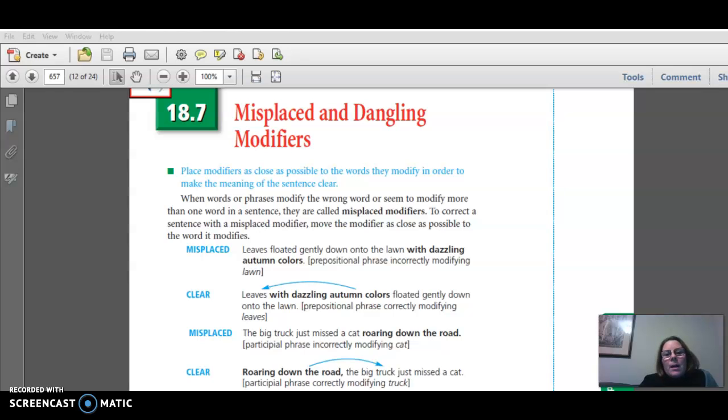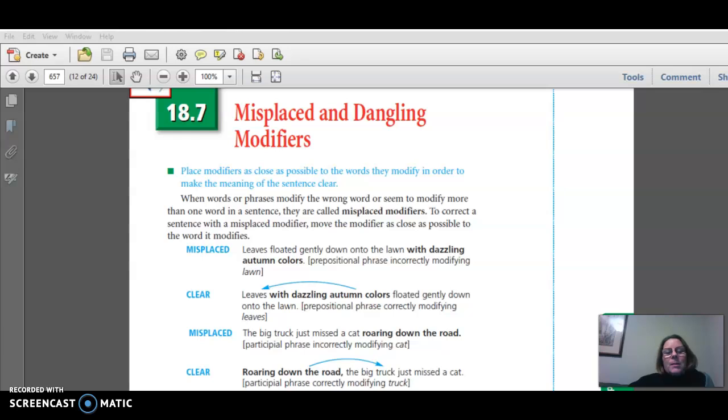Today we're going to talk about misplaced and dangling modifiers. It's important for us to place modifiers as close as possible to the words they modify in order to make the meaning of the sentence clear. A lot of times the misplaced and dangling modifiers are what make sentences funny. You know, it's how you end up with a t-shirt that has a sentence on it.